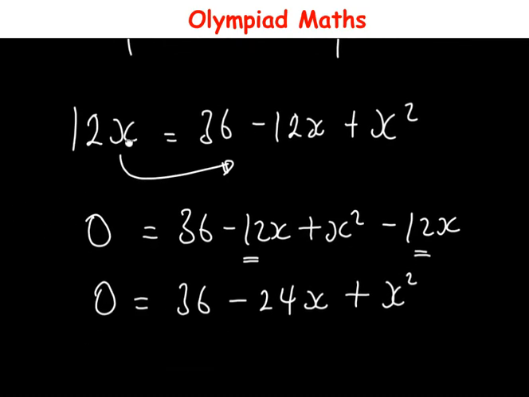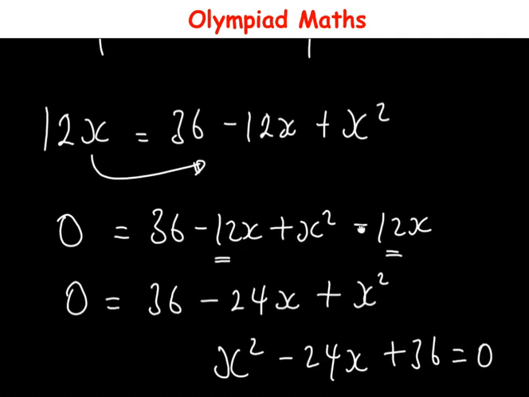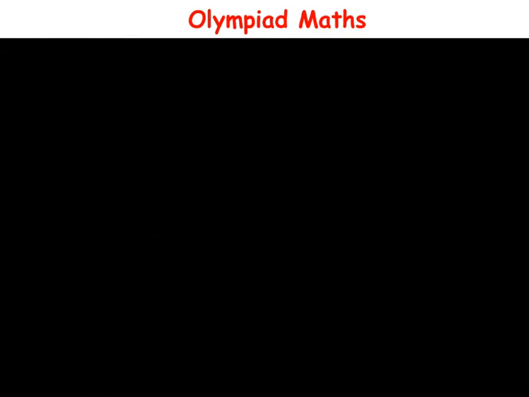So what we have is this, if we were to rearrange it, we have x squared minus 24x then plus 36 is all equal to 0. So with this we have a quadratic equation. Now solving it right here, we have x squared minus 24x plus 36 is all equal to 0.